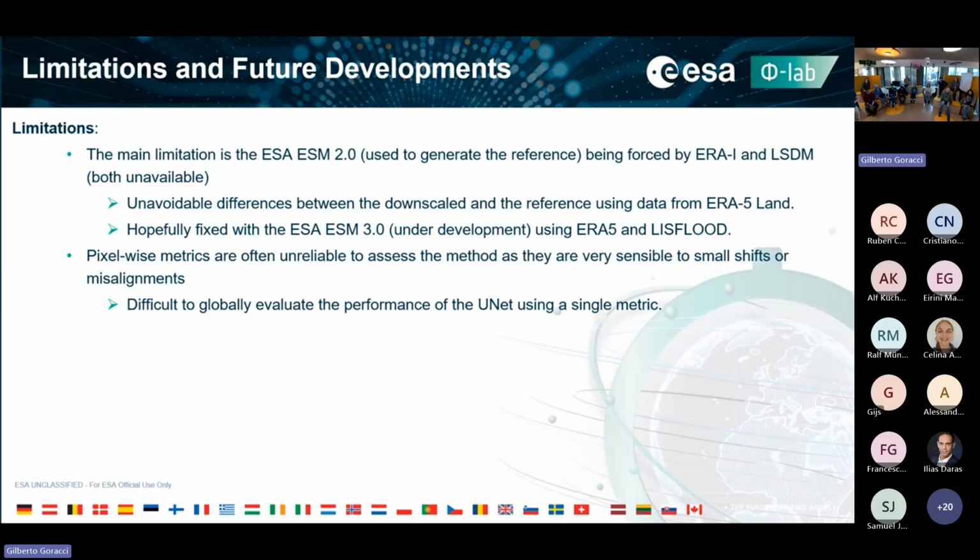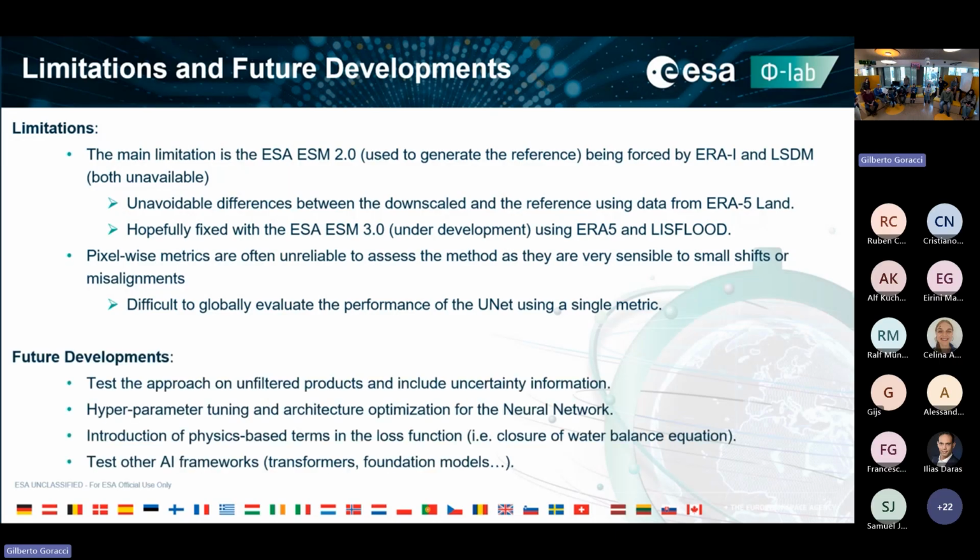Another important thing is that if we use pixel-wise metrics to assess the performance of this method, they are often unreliable because they are very sensitive to small shifts or misalignments. So if the network tells you that there is a river in a part of the map, but then this river is shifted by just 1 pixel with respect to the ground truth, your pixel-wise error gets incredibly high, even if visually you are reconstructing something that is good. So it's difficult to evaluate globally the performance of the U-Net with a single metric.